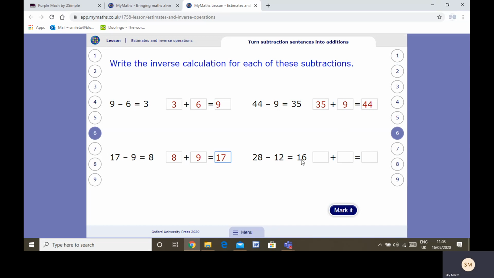28 minus 12 equals 16. Okay, remember the two smaller numbers must add up to the biggest number. So 16 plus 12 must equal 28.